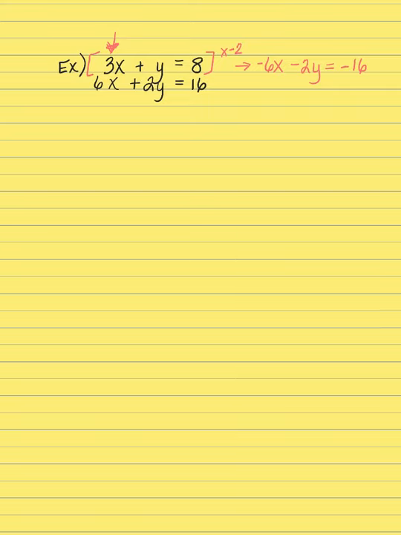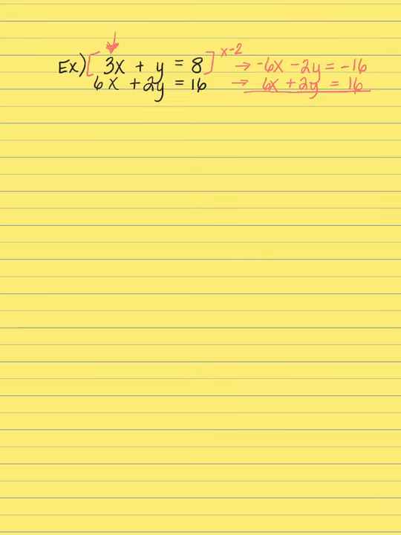Okay, doing that, the bottom equation is fine. I don't want to mess with it, so I'm just going to copy it down. I'm not going to change anything on it, so I'm just going to bring it down: 6x plus 2y equals 16. I didn't need to change anything there. Once you do that, you can add straight down and you're able to eliminate the x's.